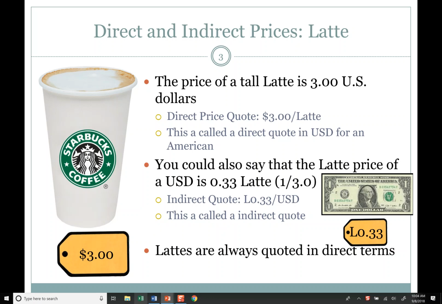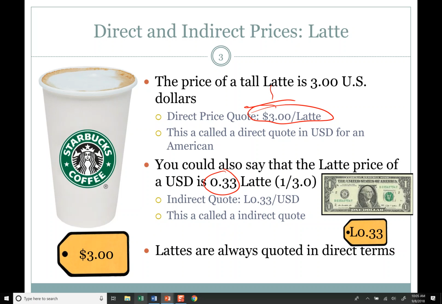This is one of my favorite commodities in the entire world. It's a tall latte, it costs about $3 in the US. So a direct quote for a latte for an American is $3 per one tall latte. That's a direct quote in US dollars for an American. However, if I take 1 over $3, that is 0.33. That could be the latte price of $1 US. So I can trade $3 and get one latte, or I can trade 1/3 of a latte and get $1 US. That would be an indirect quote for a latte for an American.